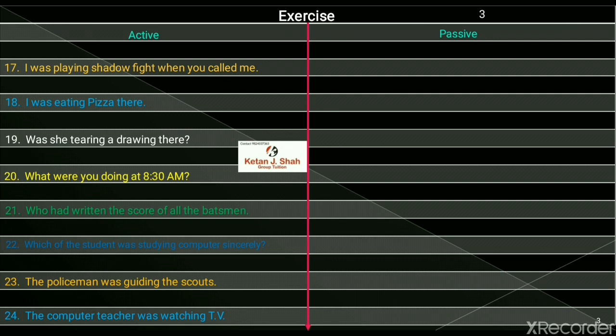Now the passive forms. I was playing shadow fight when you called me becomes when you called me shadow fight was being played by me. 18th, I was eating pizza there becomes pizza was being eaten by me there. 19th, was she tearing a drawing there? Becomes, was a drawing being torn down by her?